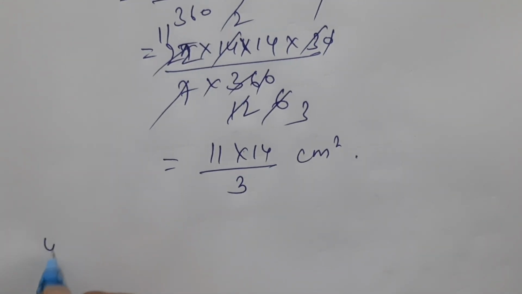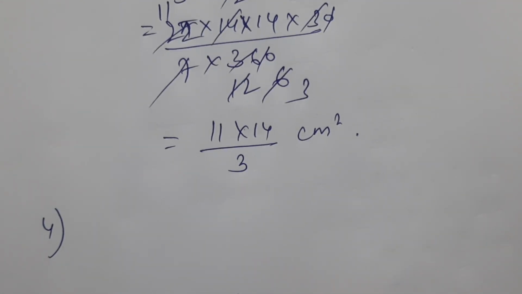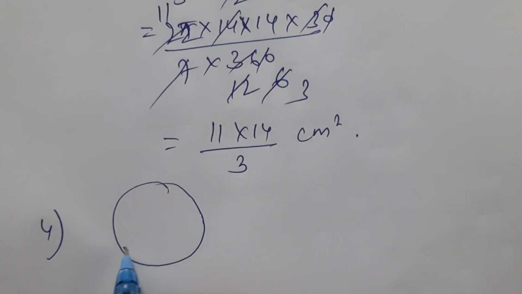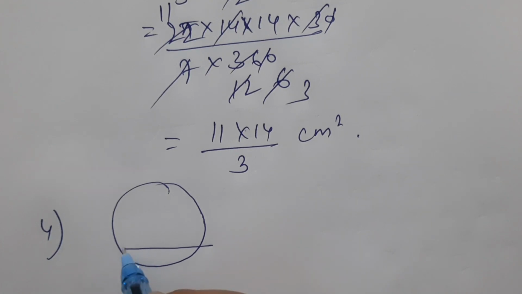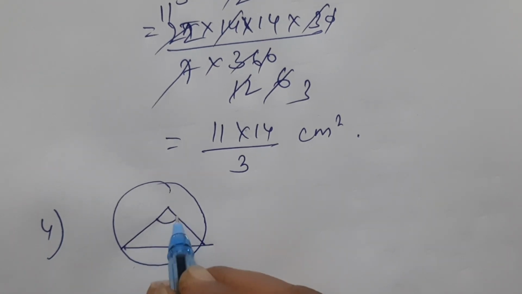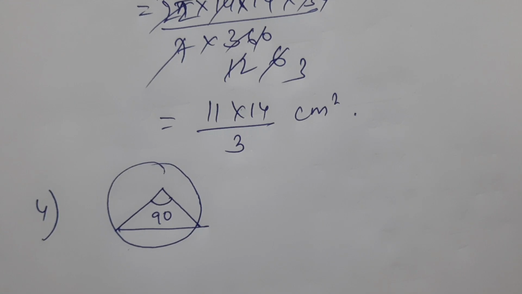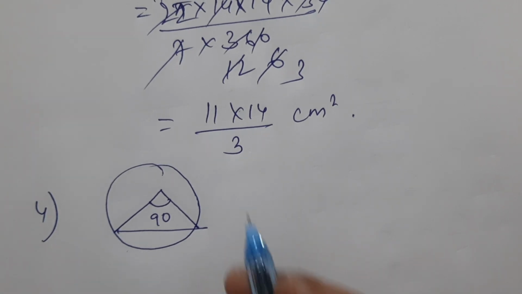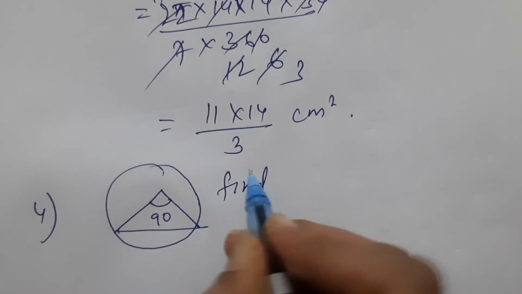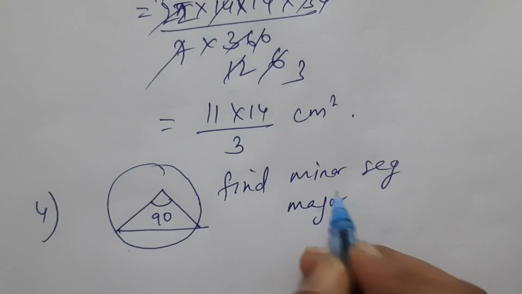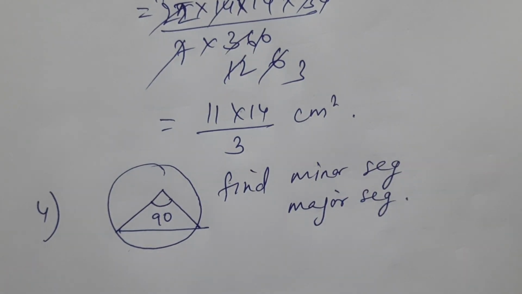Now the fourth question is given. A chord of circle of radius 10 cm subtend a right angle at the center. So here when we draw a segment we get chord. Now chord is subtending a right angle. So theta is given 90. Right angle at the center, find the corresponding minor segment. So we need to find what is minor segment and major segment. Again you need to apply formula only.